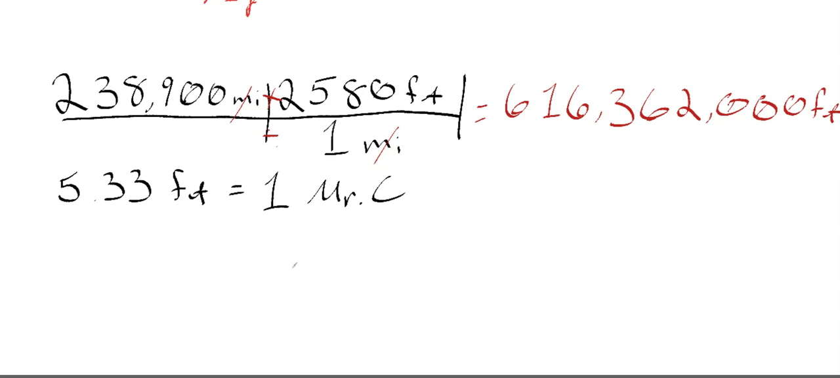Alright, now I actually want to go all the way back to the distance from the Earth to the Moon, go to feet, and then go to Mr. C. Because these types of problems, if you learn to set them up correctly, can make a big, complex problem a whole lot easier. So, we know that there are 238,900 miles from the Earth to the Moon.